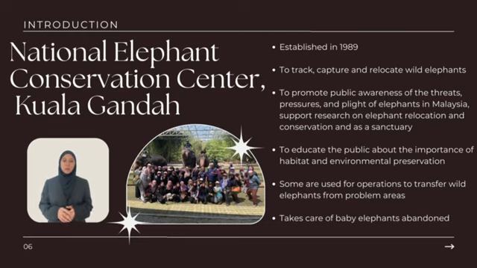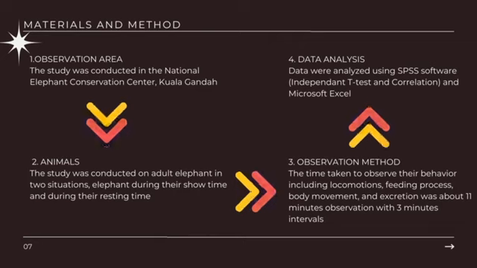The center also aims to educate the public about the importance of habitat and environmental preservation. Several trained elephants from Thailand and Myanmar are used for operations to transfer wild elephants from problem areas throughout Peninsular Malaysia. The center also takes care of baby elephants abandoned by the herd and their mothers to ensure that these baby elephants survive. We move to the materials and method.